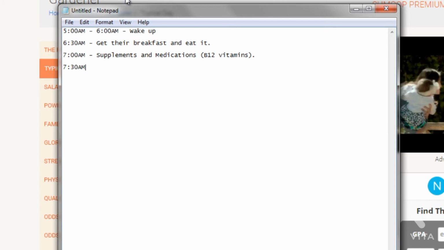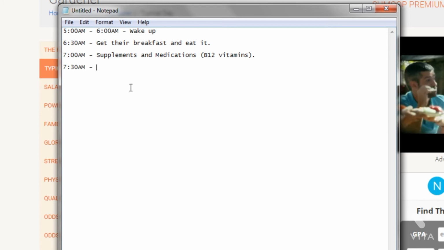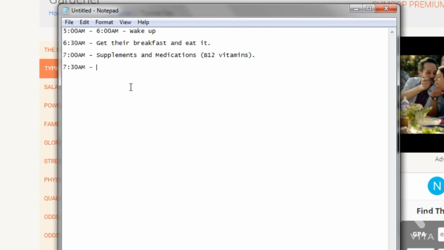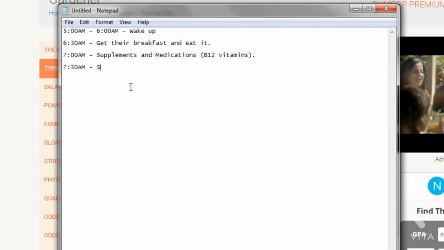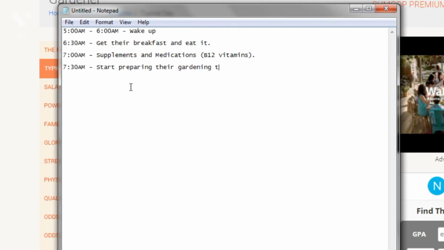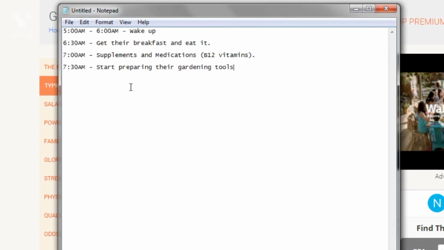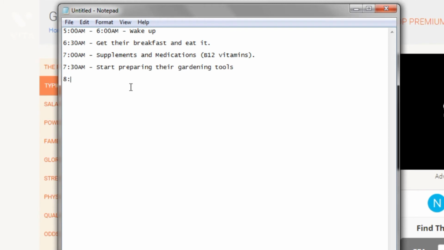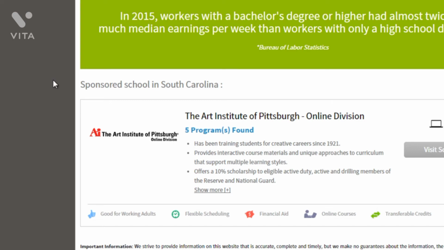And 7:30 a.m., they're ready to get outside. They start preparing their gardening tools, maybe. By 8 a.m., they're outside. What are they doing outside? So let's just go look through here real quick.